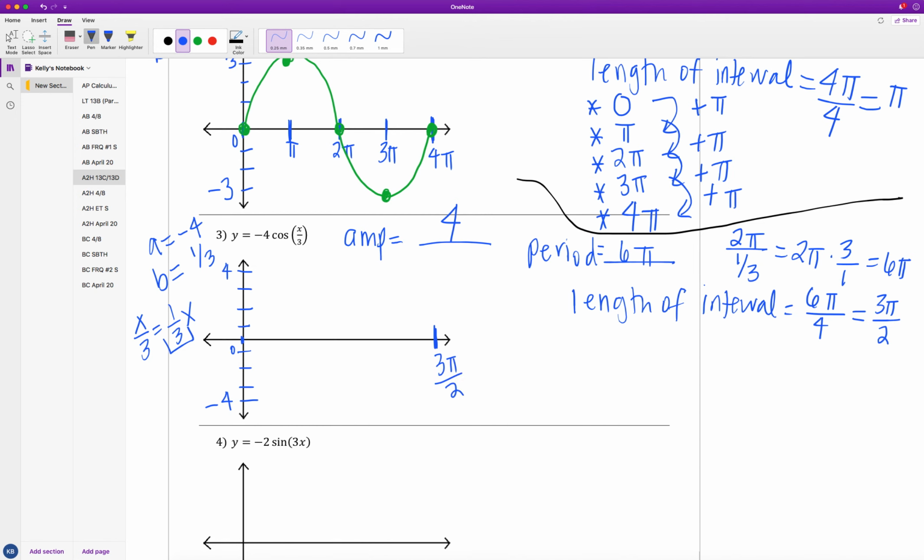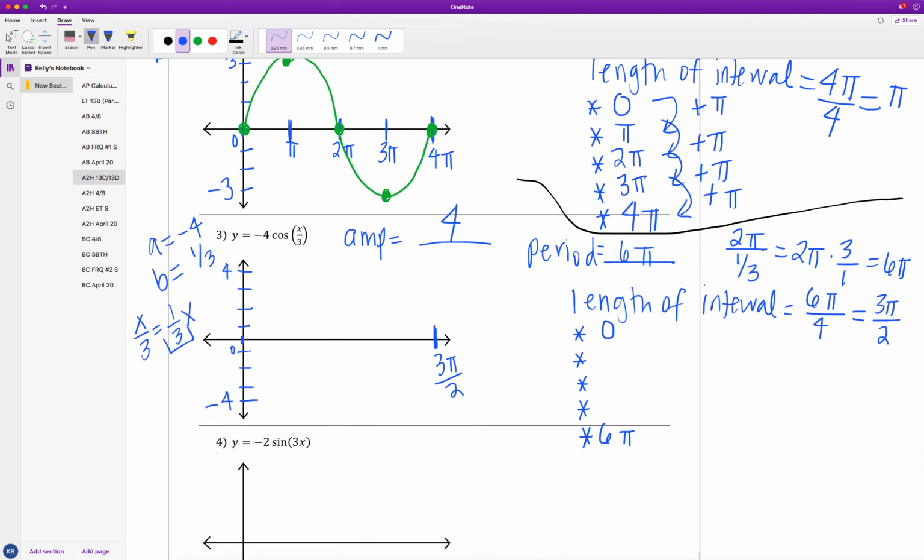What we're going to do now is let's come up with those 5 points that we have. So I always know that I'm starting at 0. I've got 3 I need to find in between, and then my last point down here should be 3 pi over 2. Or no, I'm sorry, not 3 pi over 2. It should be our period length, which would be 6 pi.